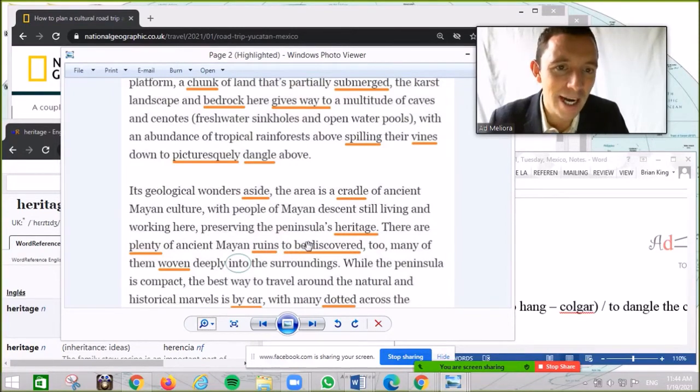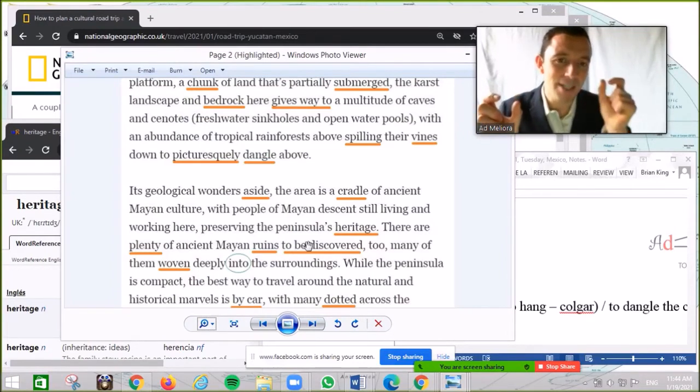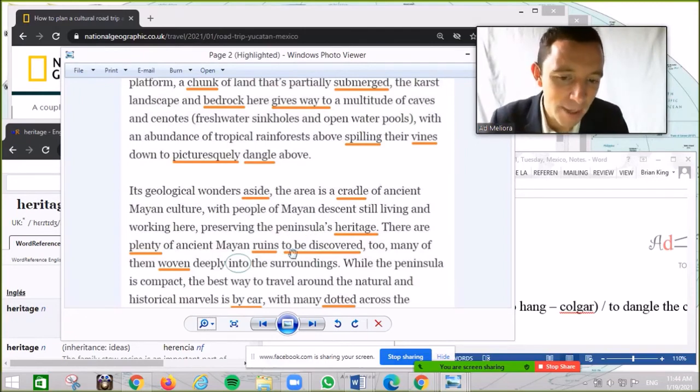You remember in the introduction we have the active and the passive. So the hunter killed the lion, that's the active, and the passive, the lion was killed by the hunter. So here we have the verb to be plus the participle. Woven is very advanced vocabulary as well, and here it's the preposition typical into.